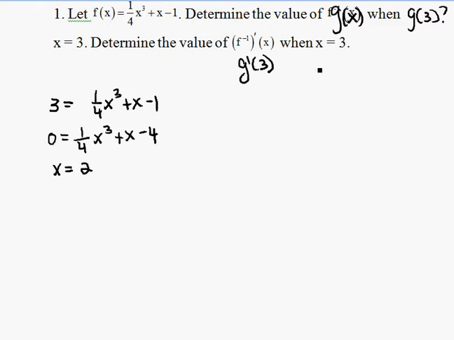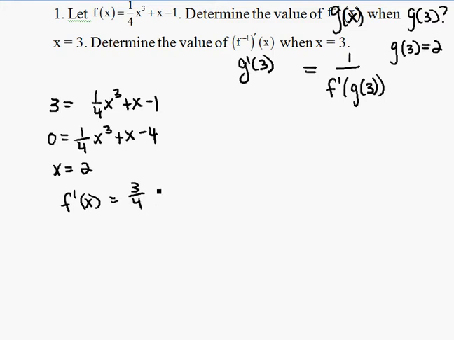So again, our definition of finding the derivative of an inverse is equal to 1 over f prime, the derivative of the function f at g of 3, which is going to be equal to g prime of 3. So what do we need to know? We need to know what g of 3 is equal to. Well, we just figured out g of 3. g of 3 is equal to 2. We just need to know what f prime is. So f prime of x, up here, is 3/4 x squared plus 1.